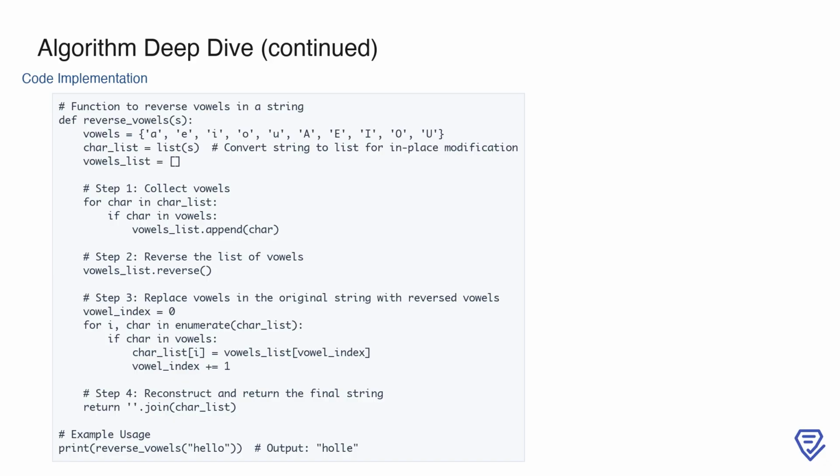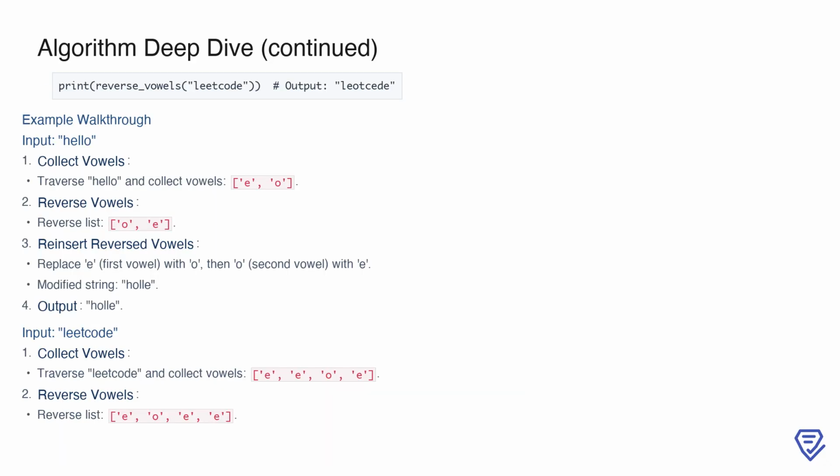Finally, the modified character list is joined back into a string, which is then returned as the result. For example, when the input is hello, the output will be holly, as the vowels E and O are reversed. To further illustrate the algorithm, let's look at another example using the string LeetCode.